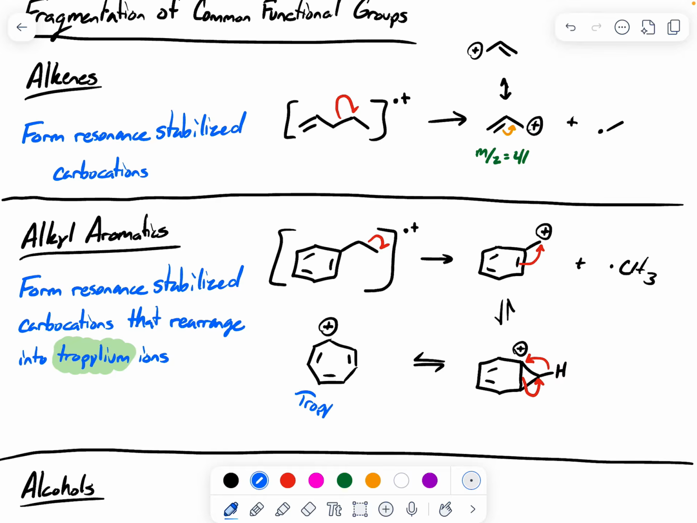And the good news about these tropylium ions is they always show up at a very specific location. If you see an m/z peak that shows up right at 91, you know that what you're looking at is just a simple substituted alkyl aromatic that upon that cleavage ends up giving you a tropylium ion.